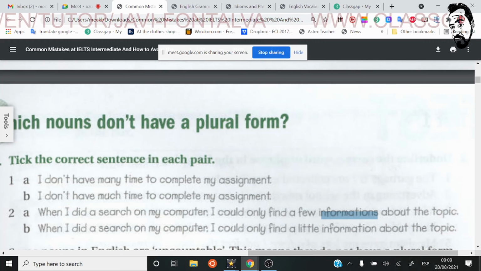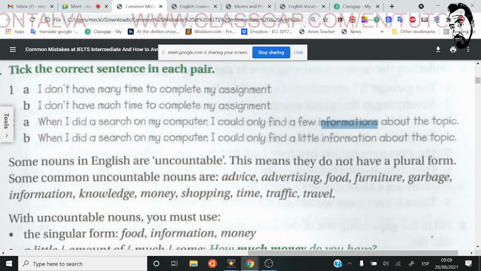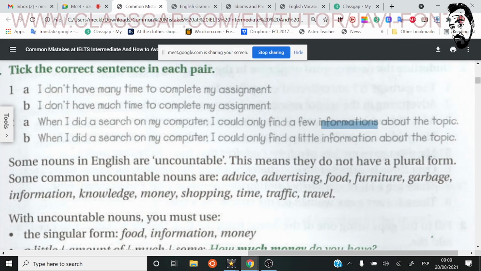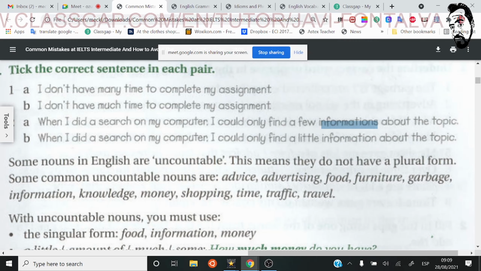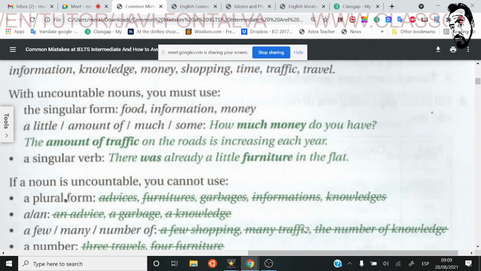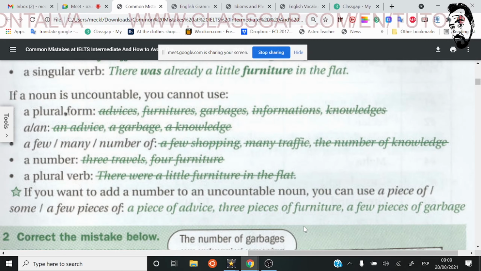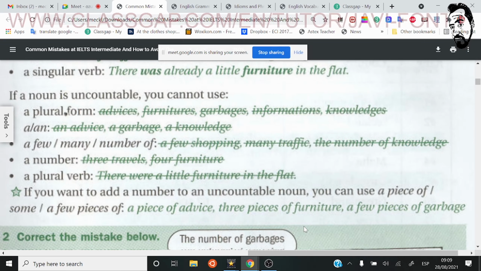Okay, it's uncountable. If you want to use the number, you have to say a piece of information or a piece of news. Also possible. The word news is also uncountable. So remember, this happens with advice, advertising, food, furniture, garbage, information. These are the most common ones. So remember, not plural, not a few, not many, not a number of, not a plural verb, and not an article.